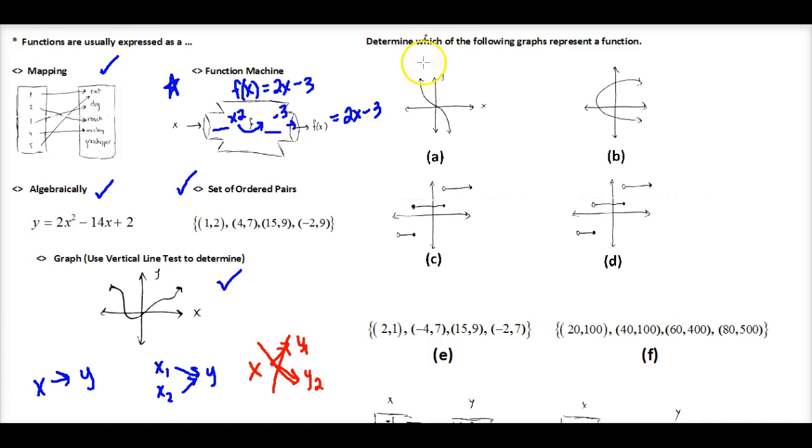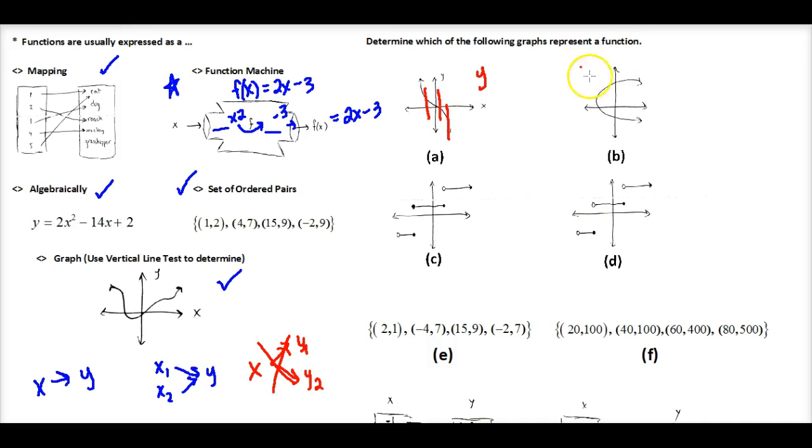So if we look at our first one here, if I start to draw some vertical lines, you'll see that no matter where I draw the vertical line, my vertical line is only intersecting the function once. So in this case, yes, this is a function.